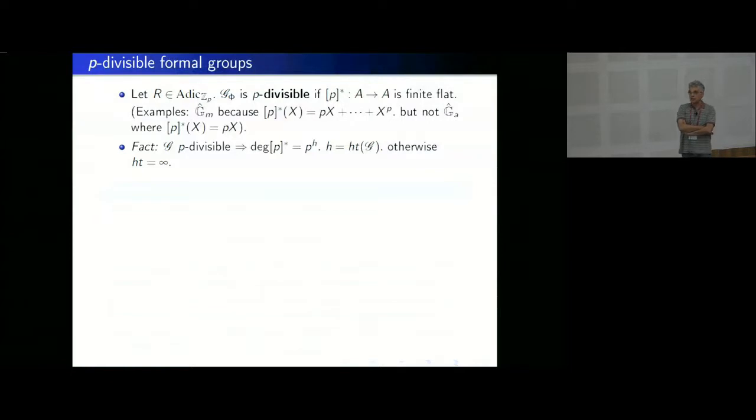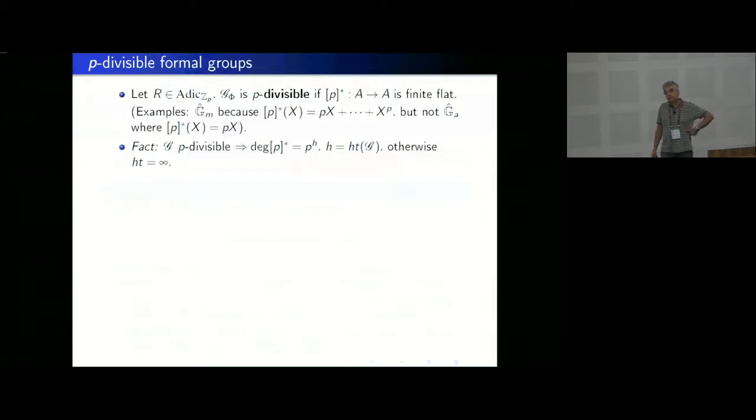Okay, so if you are in dimension 1 and you look at G_m, this is p-divisible. Why? Because multiplication by p is (1 plus x) to the p minus 1, which is px plus and so on up to x to the p, and evidently 1, x, up to x to the p minus 1 is a basis over the image of A under this. But G_a is not, because multiplication by p is p times x, and that's not a finite flat morphism.